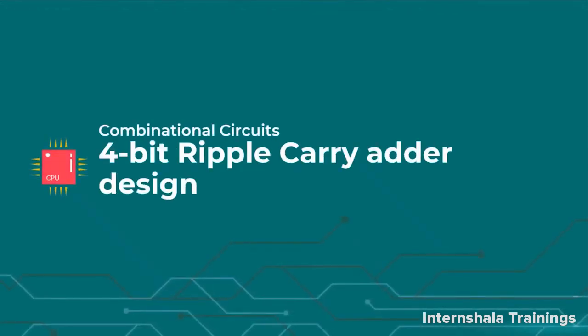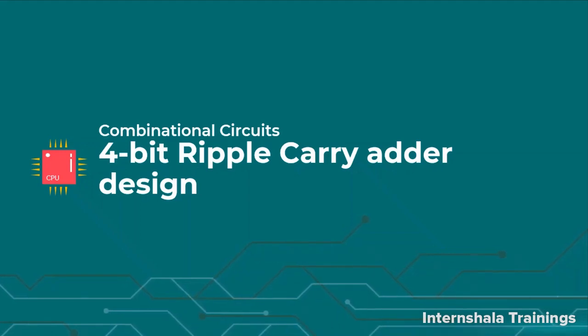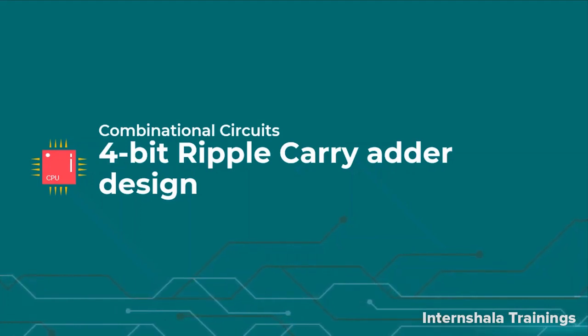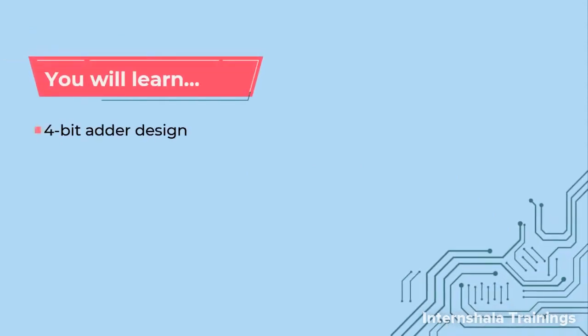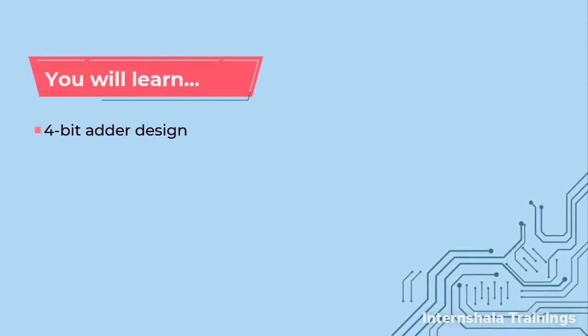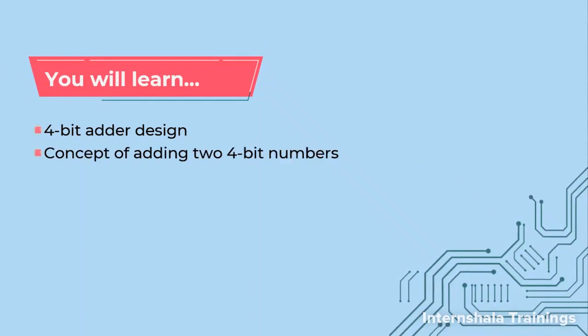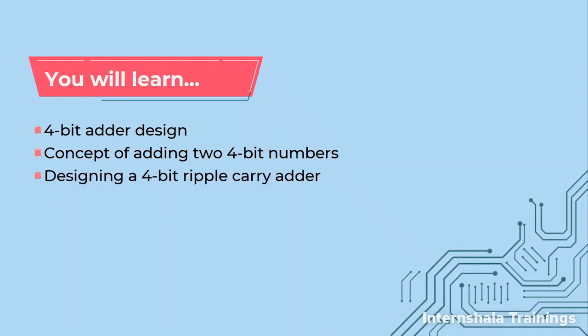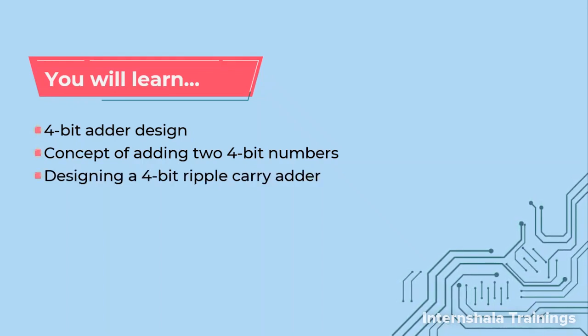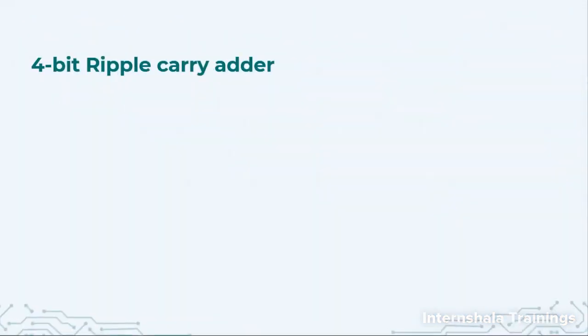So we discussed three different methods of implementing a full adder and we compared all of them. And now let us talk about the addition with more number of bits. So we are going to have a 4-bit ripple carry adder design in this video. We are going to talk about what a 4-bit adder is and how we design it. What is the concept of adding these two 4-bit numbers and how do we design our ripple carry adder for 4 bits? So let us get started.